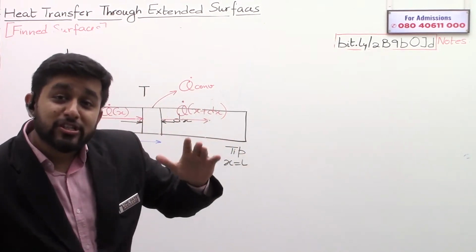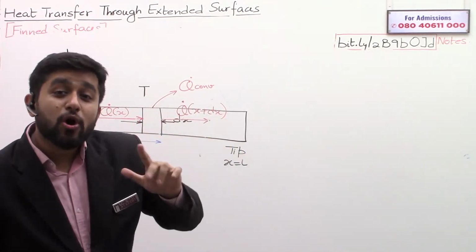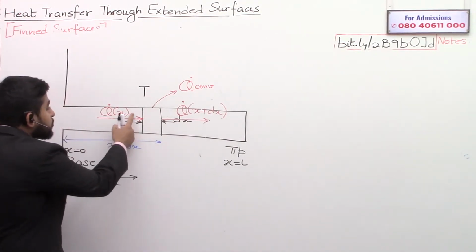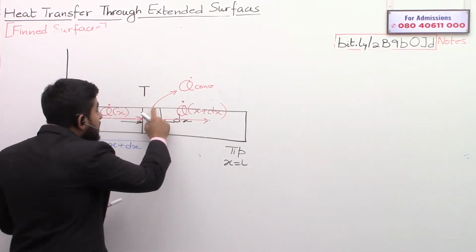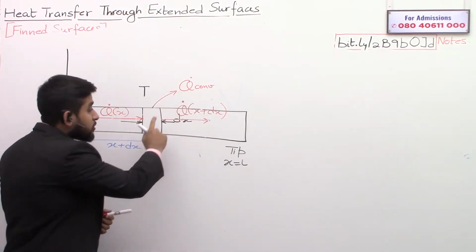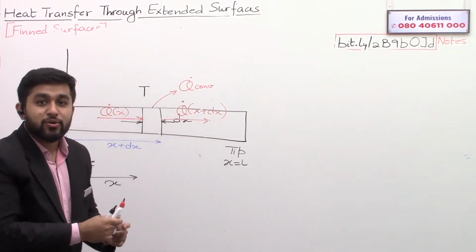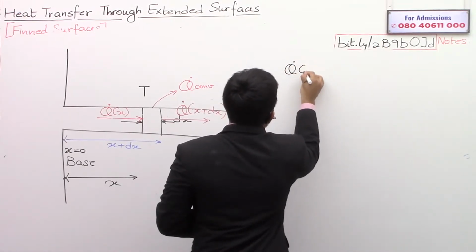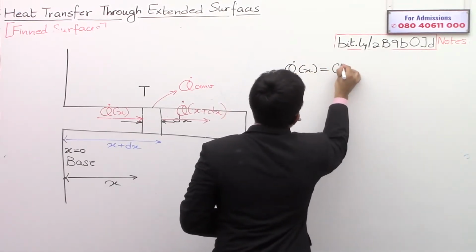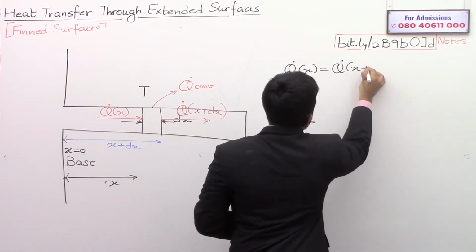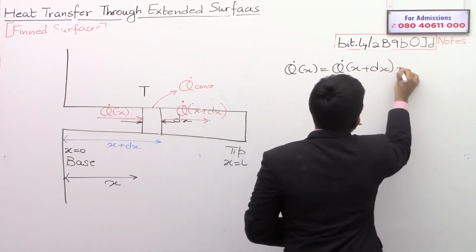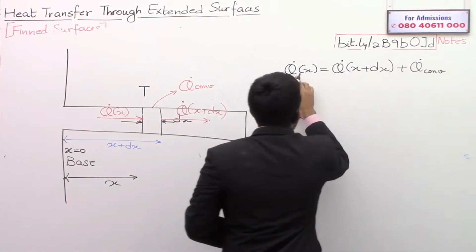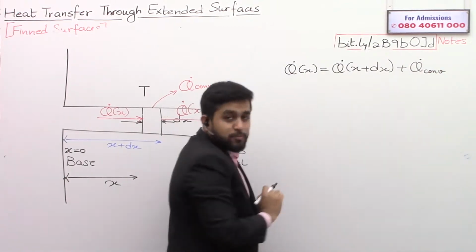So whatever energy comes inside, the same energy goes outside. Let me check what the energies coming inside are: Q dot x. What is the energy going outside? Q dot convection and Q dot x plus dx. So I will write Q dot x is equal to Q dot x plus dx plus Q dot convection.